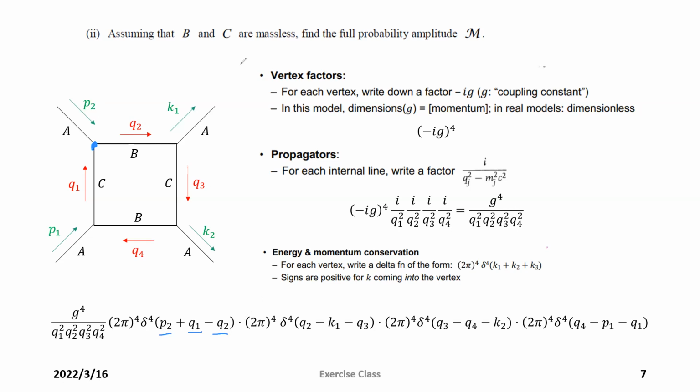And for the second vertex, we have Q2 in and K1 out, Q3 out. So it's Q2 minus K1 minus Q3. And similarly, you can work out the factors for the remaining 2 vertices.